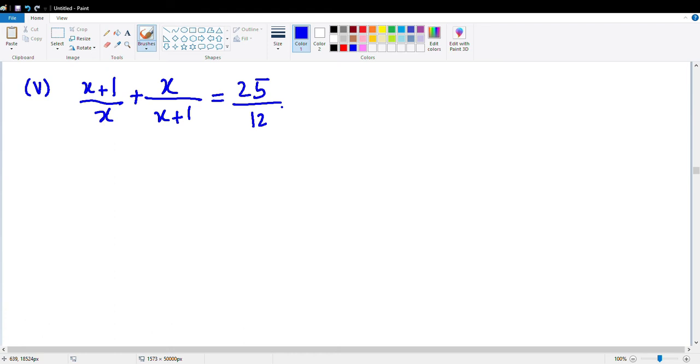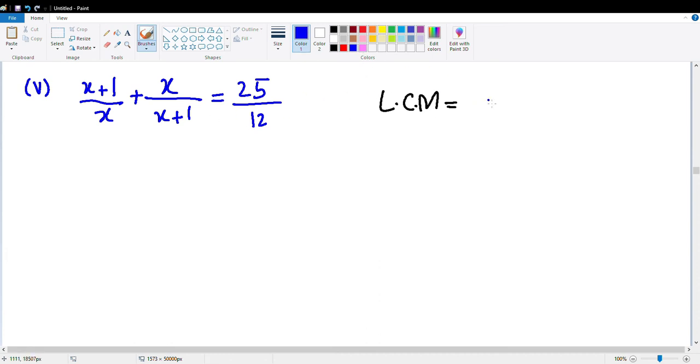So you can see that there are fractions involved. And for this one, what we're going to do is we're going to solve one side first, and then we're going to solve the other side. So first, I'm going to take the LCM. On the left-hand side, I'm going to take the LCM, and I'll get the LCM.